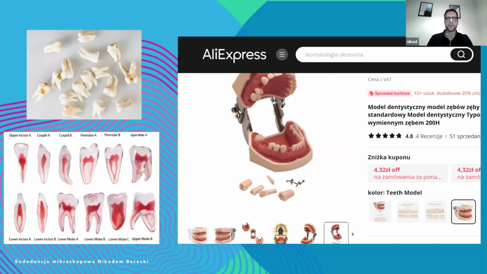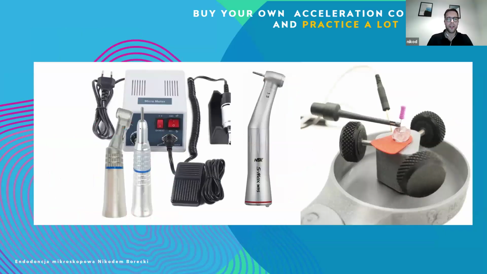You can buy your own acceleration contra angle and practice a lot. Yeah, I practice on a device like what you can see on the right side of the screen, and even the apex locator is working. So nowadays, the sky is the limit. We can train in every way at home and improve our endo skills.